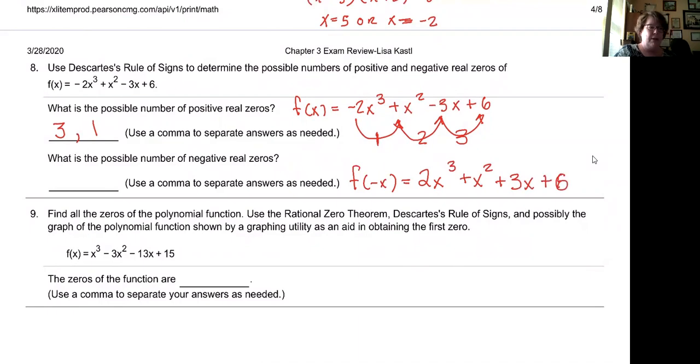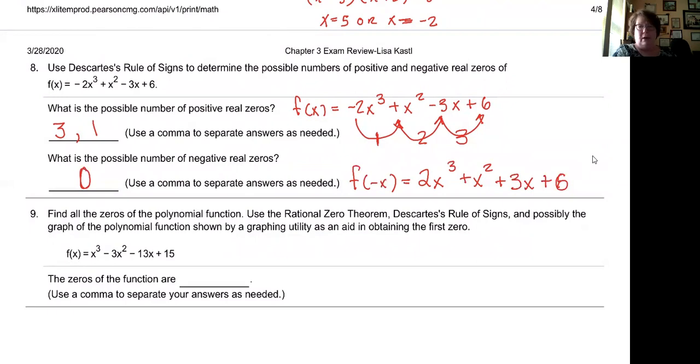Okay, there are no sign changes here. Every term is positive. So there are no negative zeros. So if we were to find the zeros of this function, one of them will be positive. The other two could be positive, or they might be complex. And I don't really know until I get in there and try to find those. But I do know that none of them will be negative.